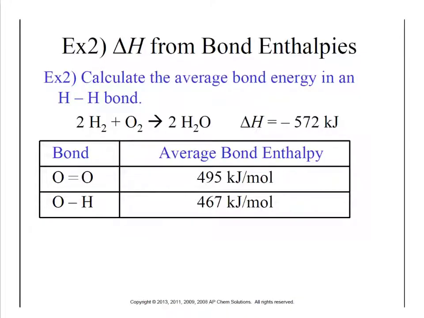So here's a differently worded problem. We're going to look again at that water. So if we form H2 and O2 into water, it releases 572 kilojoules of energy. Here's the bond energy for the oxygen to oxygen bond. Here's the bond energy for the oxygen to hydrogen bond. But we don't know what the value of the hydrogen to hydrogen bond is in the H2. So let's see if we can calculate that.